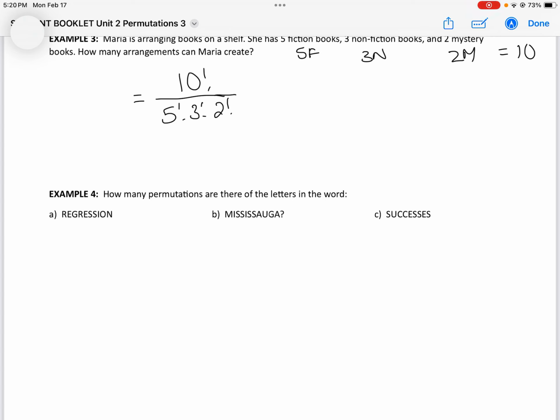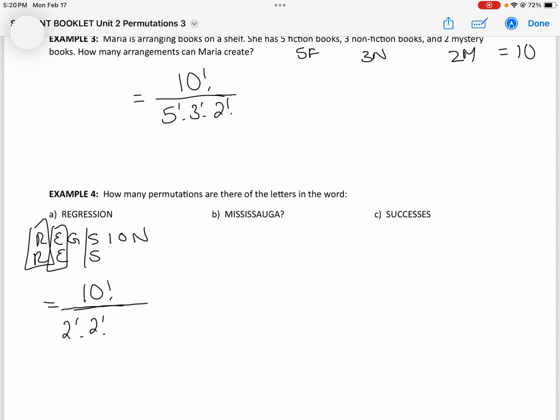Okay. Example 4. How many permutations are there of the letters in the word regression? So what I usually do is I usually rewrite the word R-E-G-R, and when I find a duplicate, I end up stacking it on top of each other. E-S-S-I-O-N. So 1, 2, 3, 4, 5, 6, 7, 8, 9, 10. There are 10 letters. So originally you'd think, okay, we can order these in 10 factorial ways. But there's 2 R's, so divide out the 2 factorial. 2 E's, divide out the 2 factorial. And 2 S's, divide out the 2 factorial.